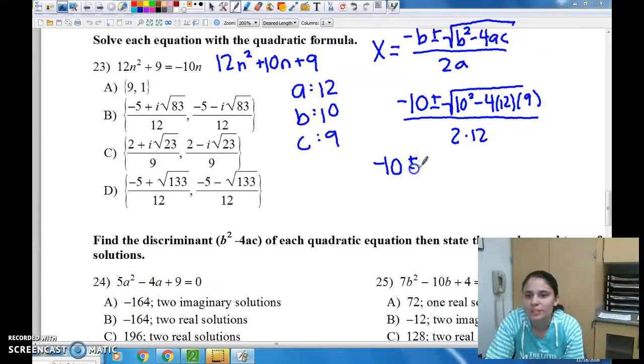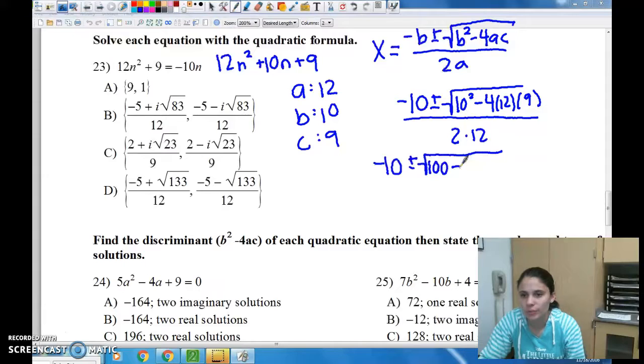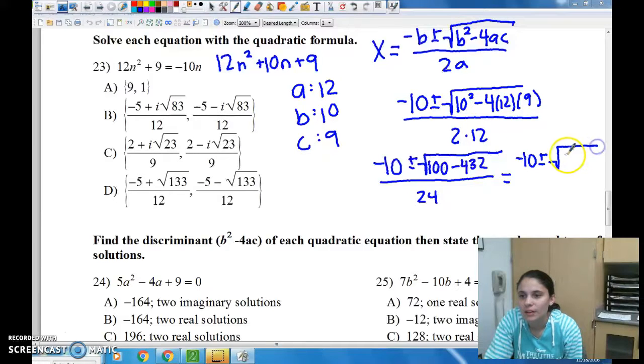So I have negative 10 plus or minus the square root. 10 squared is 100. And then 4 times 12 times 9, I'm going to cheat and use a calculator. So 4 times 12 is 48, and then 48 times 9 is 432. So I have 100 minus 432 all over 24. So this simplifies to negative 10 plus or minus the square root of negative 332 all over 24.